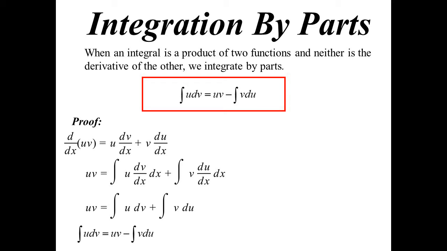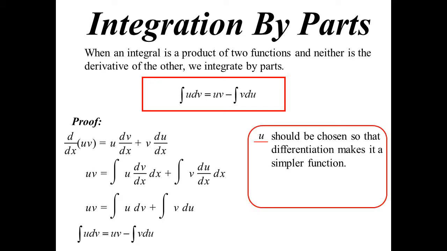How do we work out what to use for u, what to use for dv? So u will tend to be something where the differentiation will make it a simpler function to work with. So that's the first thing I'm looking for. The dv needs to be something that can be integrated. So that's the two ideas I'm looking for when I'm looking at the function.